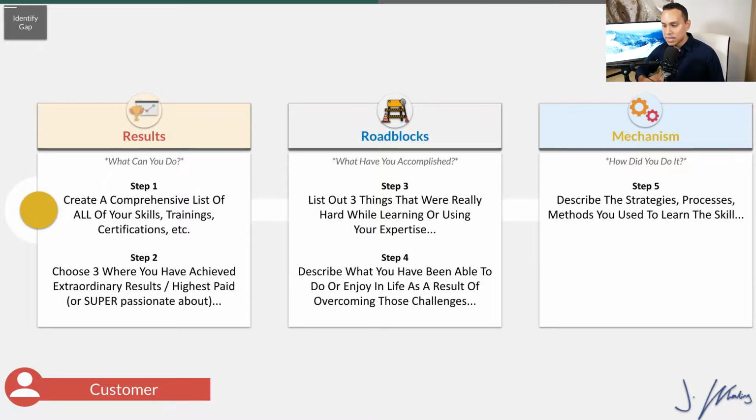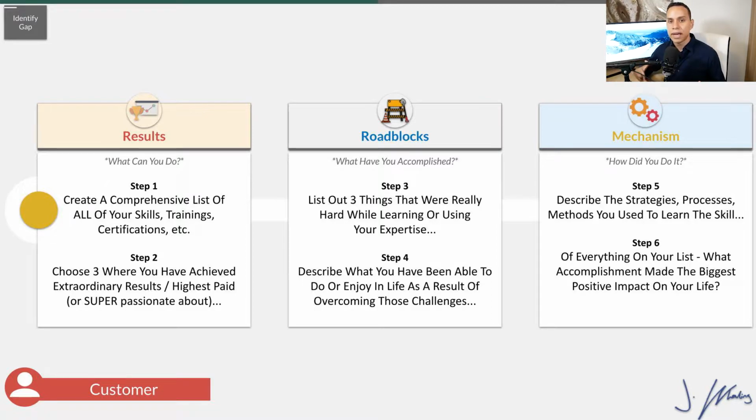And then step number 6 is to look at everything that you've done so far in this exercise and really pick out what you think is your biggest accomplishment. If you were put on stage and you had to brag about what you just came up with and you're not being humble at all, which one would you choose and what would you say?